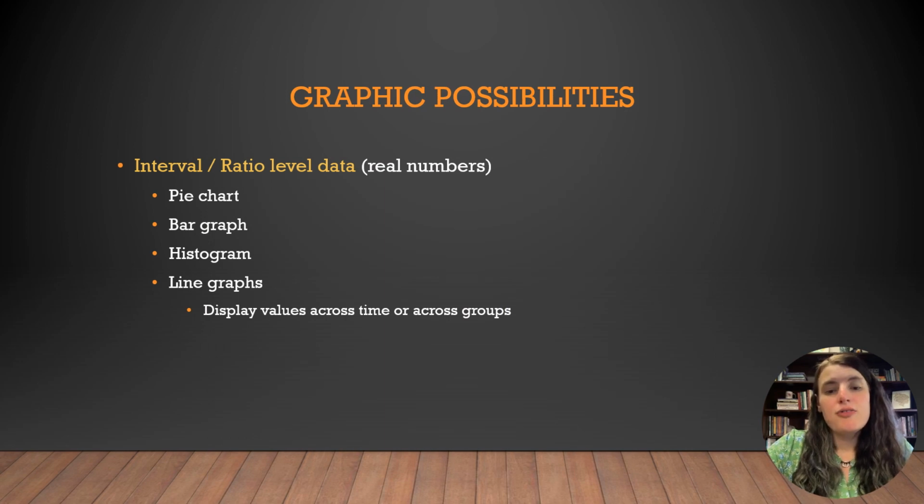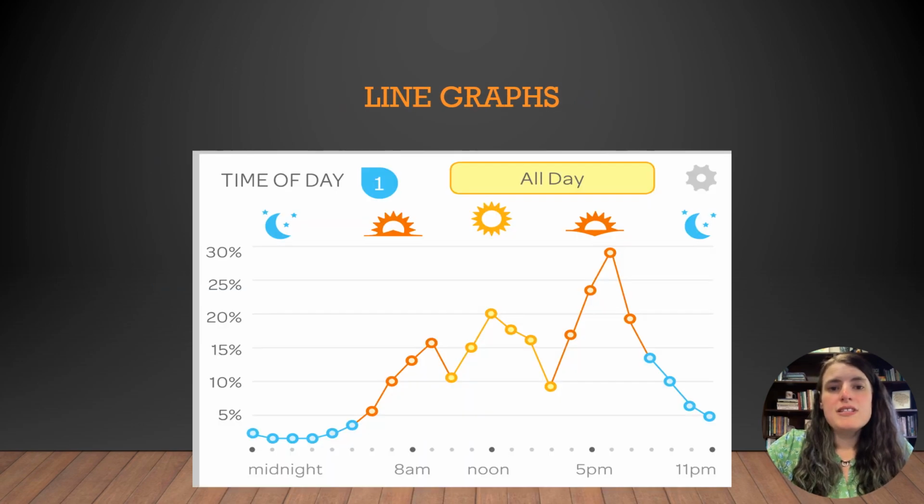Now, if you have interval or ratio level data, you can use any of the 3 methods we just talked about, or you can use another method called the line graph. This is probably one of the most common methods of data visualization for numerical values. Here's a simple line graph that uses time as the x-axis and percentages as the y-axis. And that's a pretty common way to set it up.